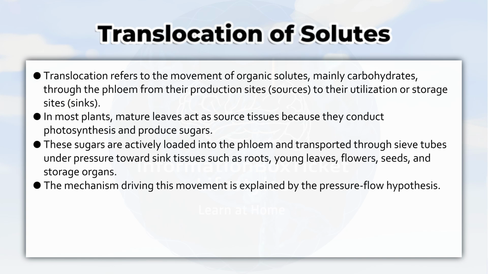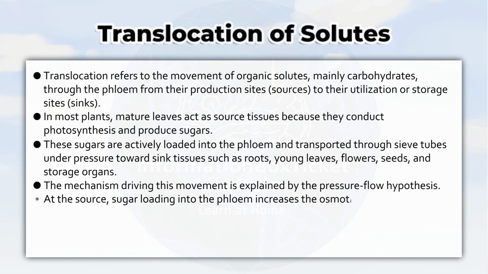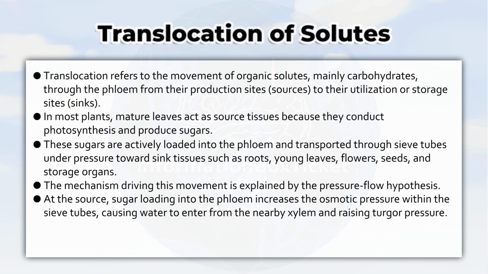The mechanism driving this movement is explained by the pressure flow hypothesis. At the source, sugar loading into the phloem increases the osmotic pressure within the sieve tubes, causing water to enter from the nearby xylem and raising turgor pressure.